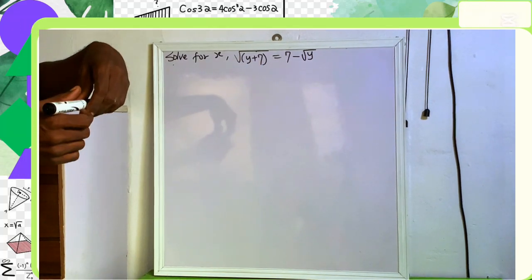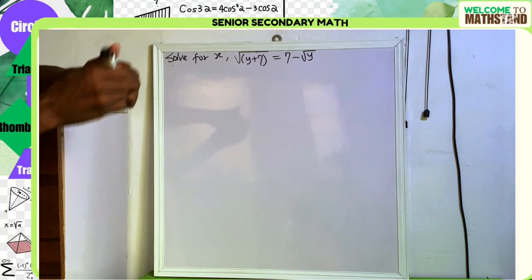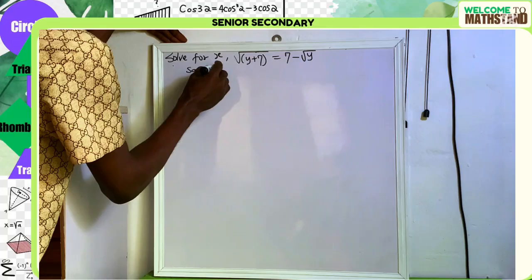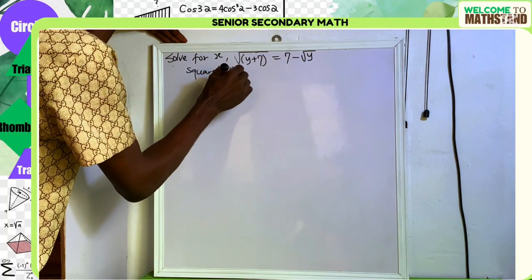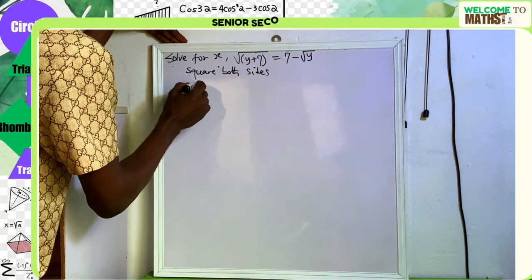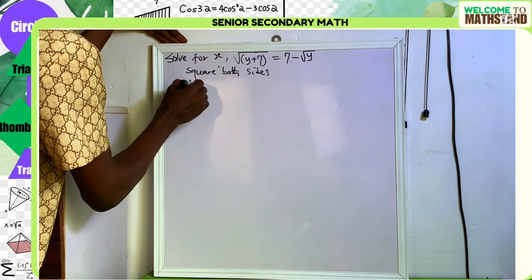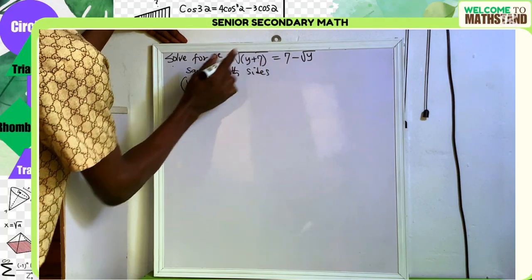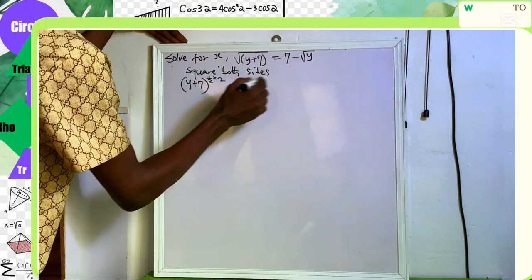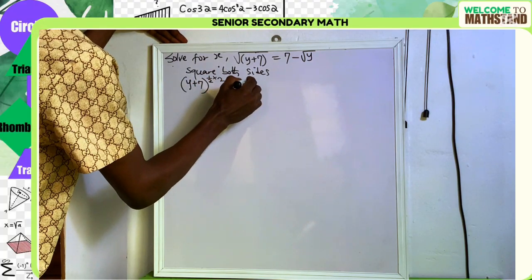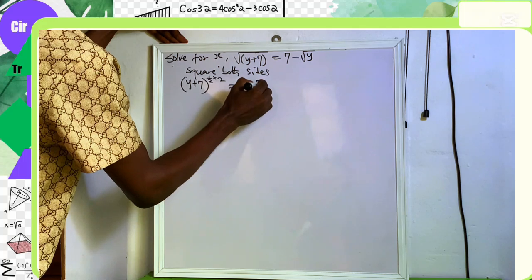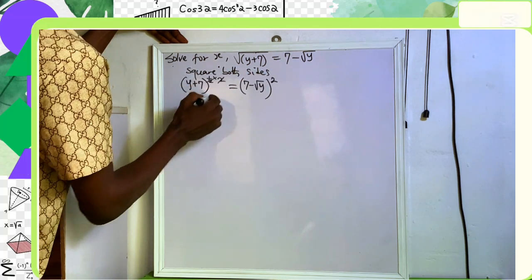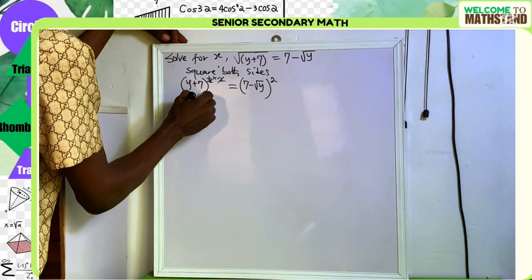So what you need to do is to take the square of both sides. So square both sides. What we'll have will be y plus 5. This is the same thing as this. Now the square. Same thing goes to the other side, 7 minus y. Now you square. So here we cancel from the idea of indices.